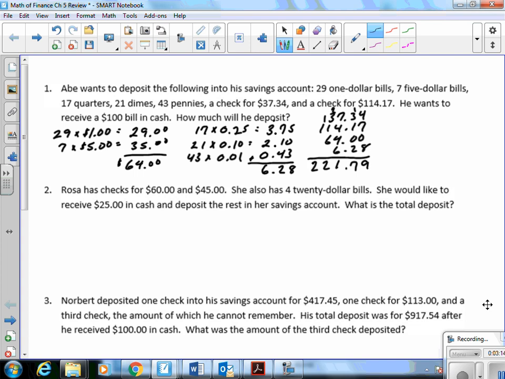But then it says that he's going to receive a $100 bill. So 221.79 and subtract the $100 bill, and 121.79 ends up being our total deposit.